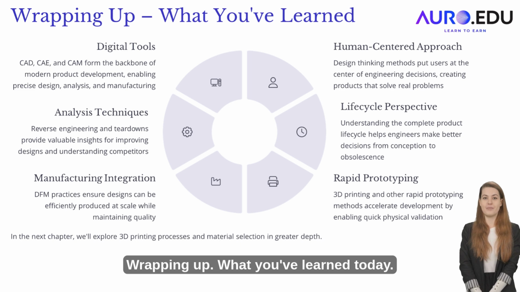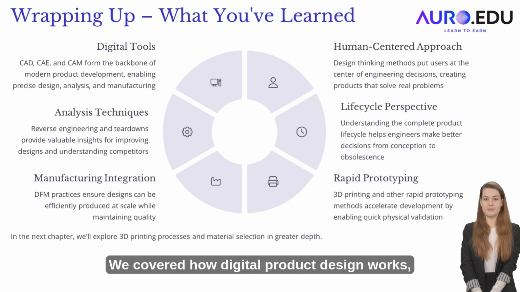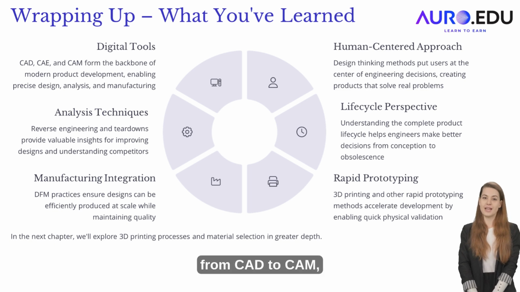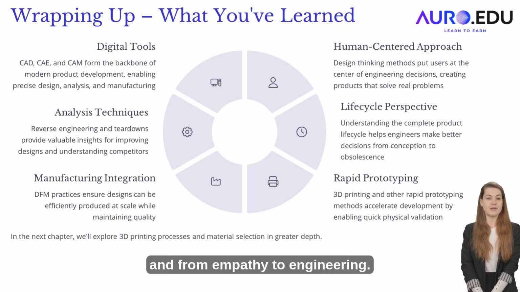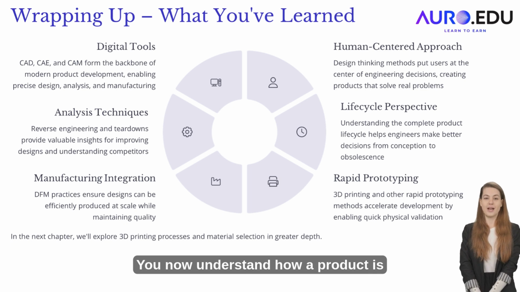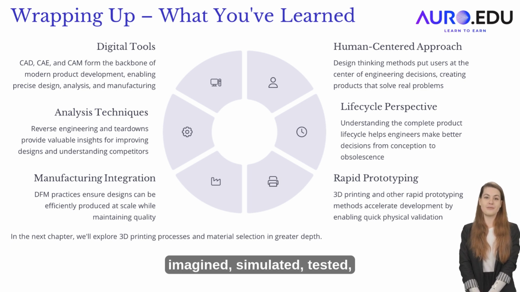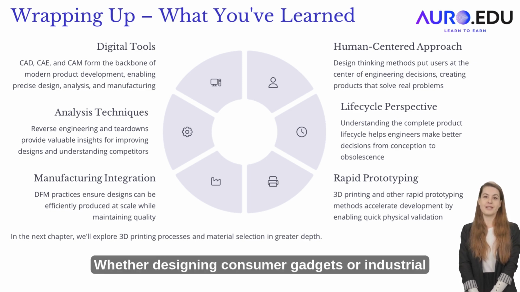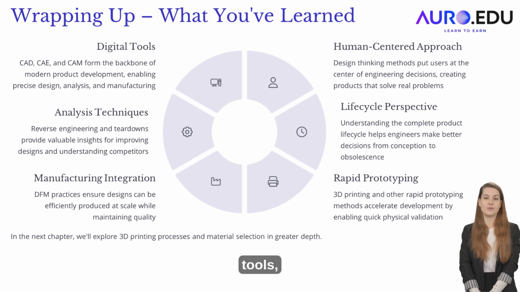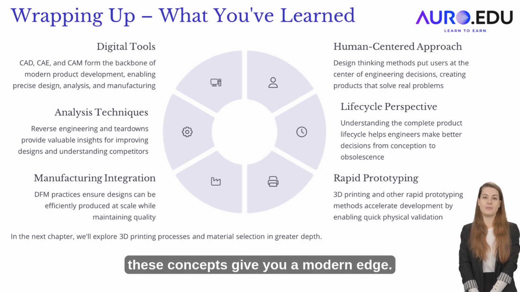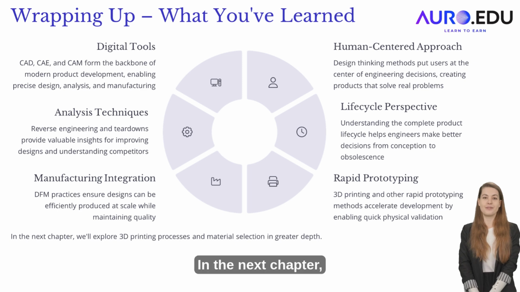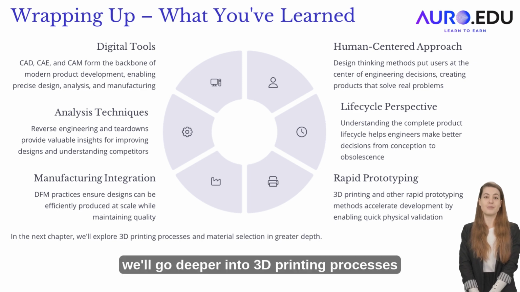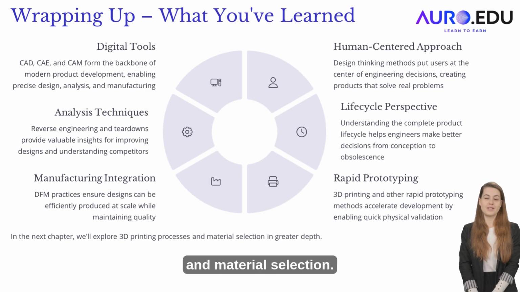20. Wrapping up: what you've learned today. We covered how digital product design works, from CAD to CAM, and from empathy to engineering. You now understand how a product is imagined, simulated, tested, prototyped, and manufactured. Whether designing consumer gadgets or industrial tools, these concepts give you a modern edge. In the next chapter, we'll go deeper into 3D printing processes and material selection.